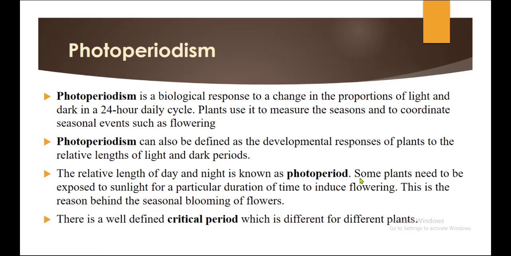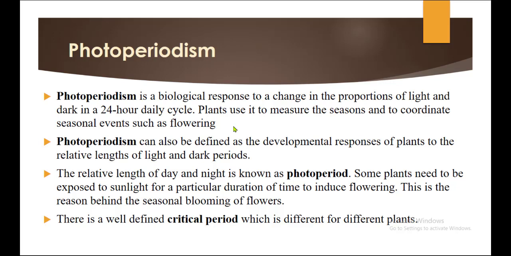Photoperiodism. So from this word photo, you have an idea that photo is something that is related to light. So photoperiodism is a biological response to a change in the proportion of light and dark in a 24 hours daily cycle. Plants use it to measure the seasons and to coordinate seasonal events such as flowering. So photoperiodism is an important phenomenon using which the plants have a specific season to flower and to reproduce.